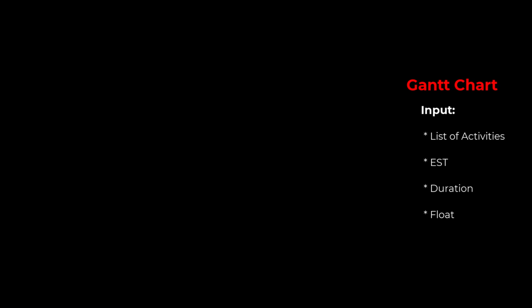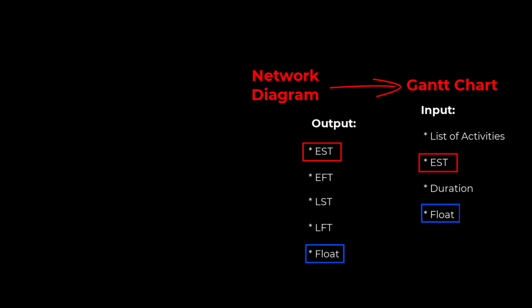And all of these 4 inputs in the Gantt chart come directly from the network diagram. So the network diagram will generate 5 different outputs.